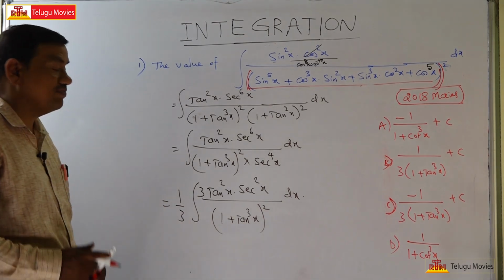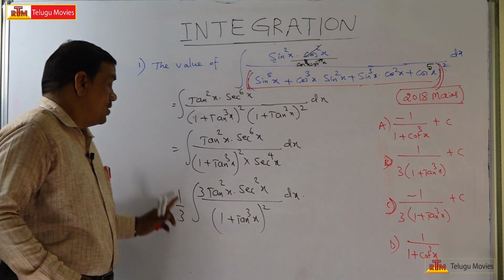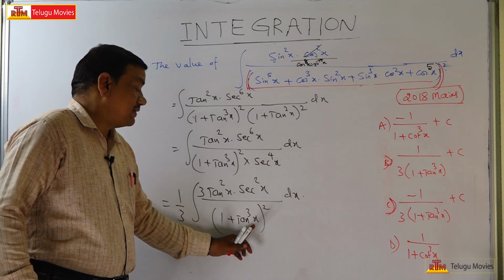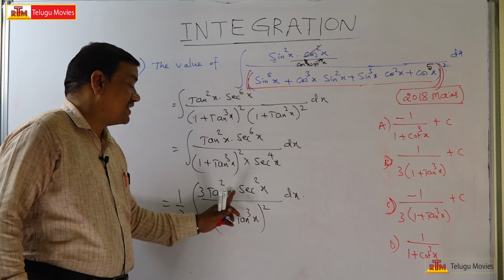Okay now. So, if you observe very clearly, 1 plus tan cube x whole square, this is equal to 3 tan square x plus secant square.